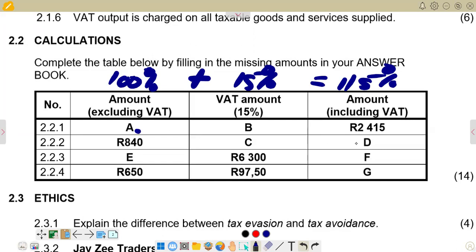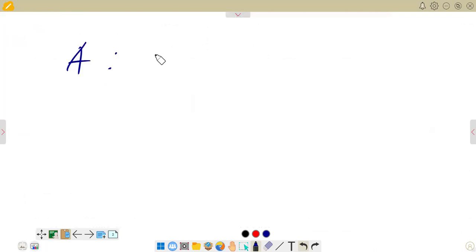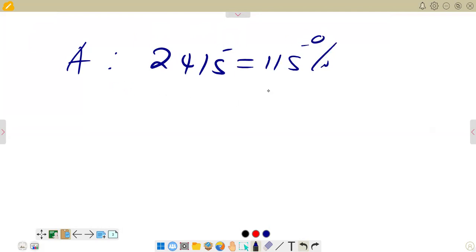On A, remember, 2,415 is 115%. So 100% is the figure that we need, the missing figure. If you come here, on calculation of A, we can just go back and repeat what we have. So we are saying 115% is 2,415 rands. What are we going to calculate? We are going to look for the amount for 100%. Remember, this is the missing figure.